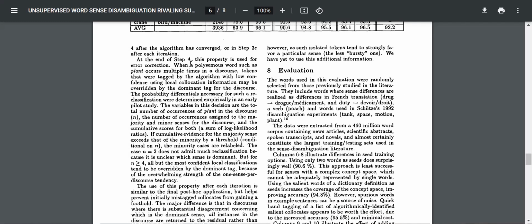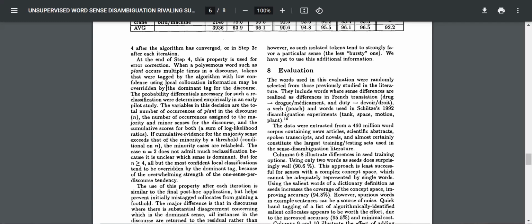At the end of step 4, this property is used for error correction. When a polysemous word such as plant occurs multiple times in a discourse, tokens that were tagged by the algorithm with low confidence using local collocation information may be overridden by the dominant tag for the discourse.